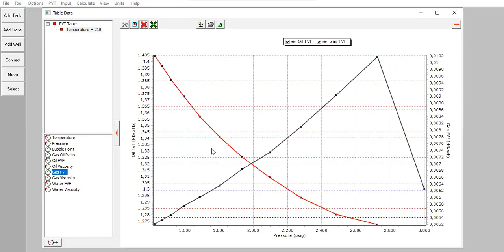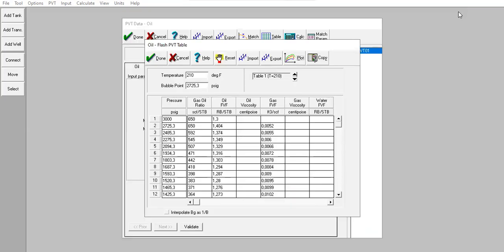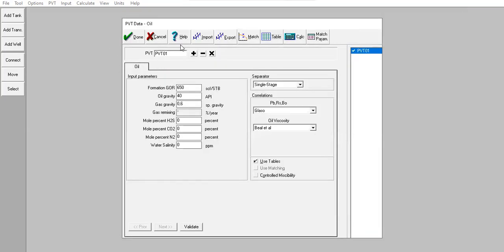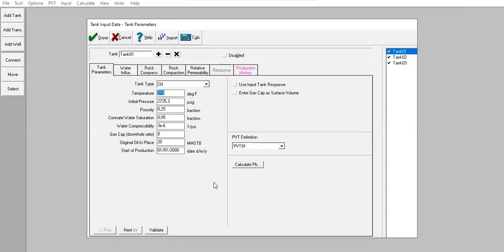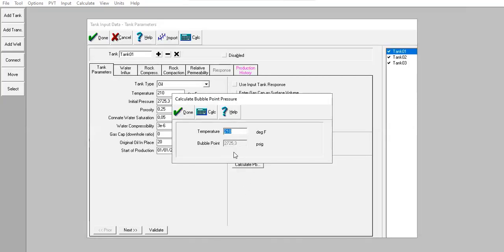Gas formation volume factor. Okay, so far so good. We can close. Done. Click done. We will check tank one. All right, now the bubble point is correct already. 2725.3.